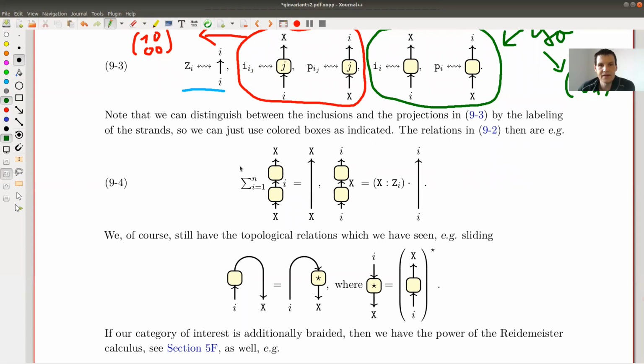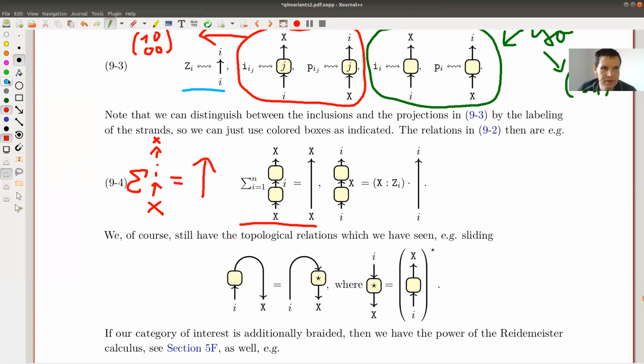And what you get is exactly the projections and inclusions. This gives you the following diagrammatic equation. So X, I have a map from X to I, which is my projection, and I can include it again into X. And the point is, if I take a sum over all of the isotypic components, I have n of them, then this is just the identity, and you get this funny relation here.